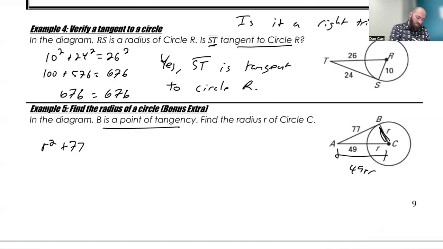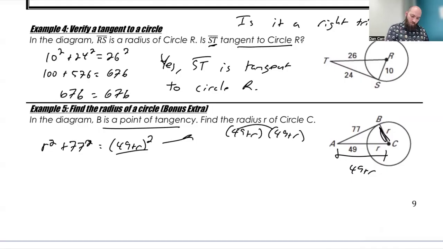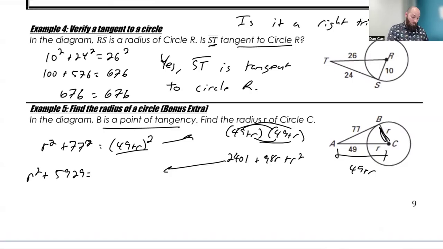So we're going to do R squared plus 77 squared is equal to (49 plus R) squared. You have to multiply this part out properly. So I'm going to do 49 plus R times 49 plus R, which means we're going to distribute that. I'm going to take a little shortcut. It's going to turn into 2,401 plus 98R plus R squared. So then I'm just going to bring that back here. So we have R squared plus 5,929 is equal to 2,401 plus 98R plus R squared.